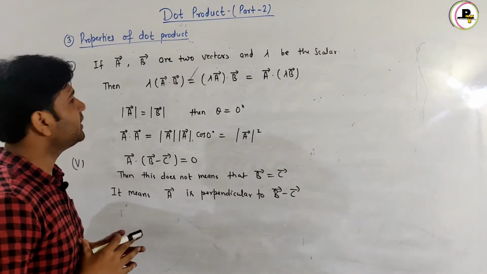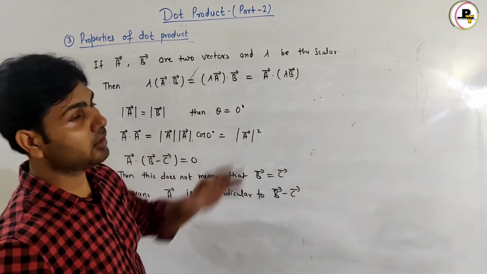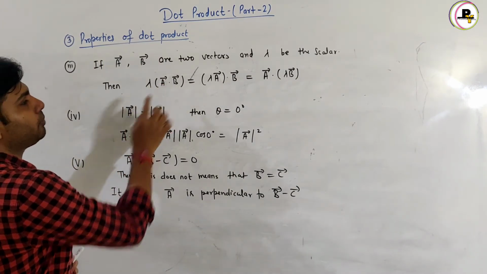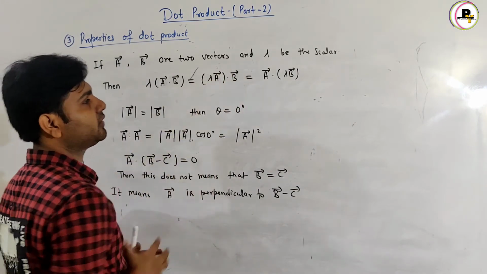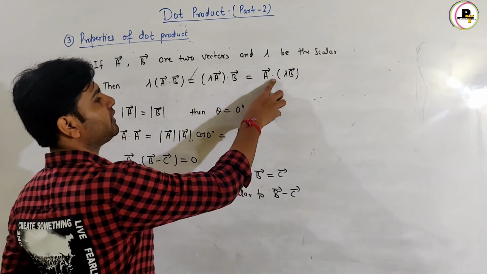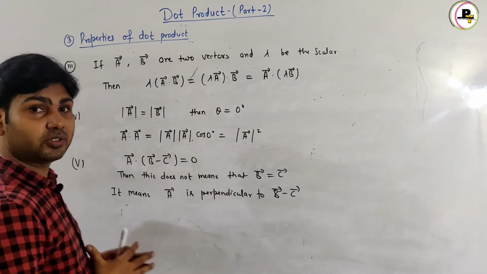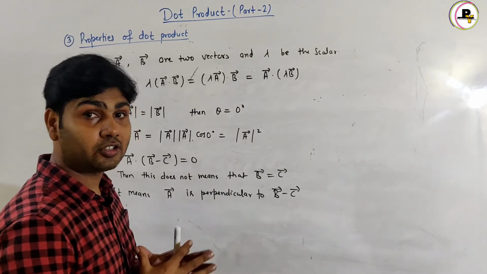So what is property number three? If a vector and b vector are two vectors and lambda is a scalar, then lambda times a vector dot b vector is equal to lambda times a vector dot b vector, and that is equal to a vector dot lambda times b vector. This property can also be proved using the geometrical definition as well as the component definition of the dot product.